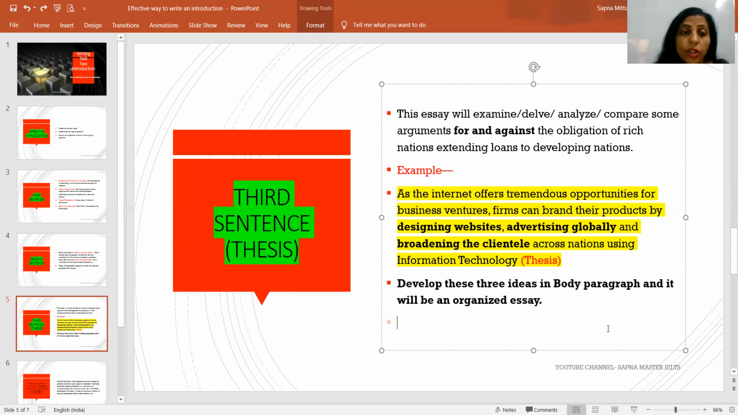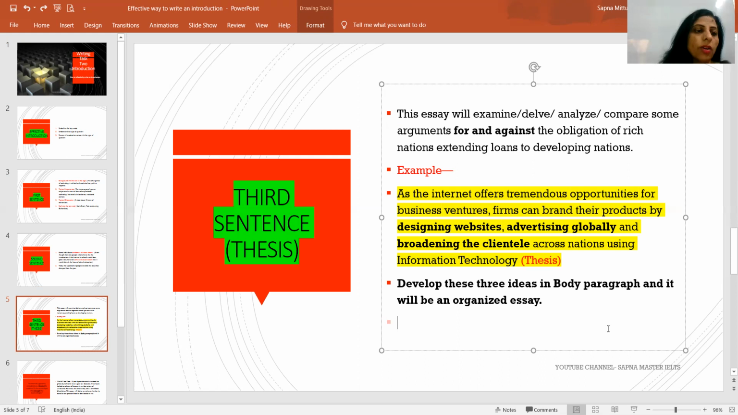And for sure you'll get the marks for coherence and cohesion and the task response, because you have responded in a particular way, you have discussed each and everything which was there in your introductory part, where you discussed the thesis. Whatever you have discussed in your introduction, you will be discussing later on in the body paragraphs. So you are logically connecting each and everything.